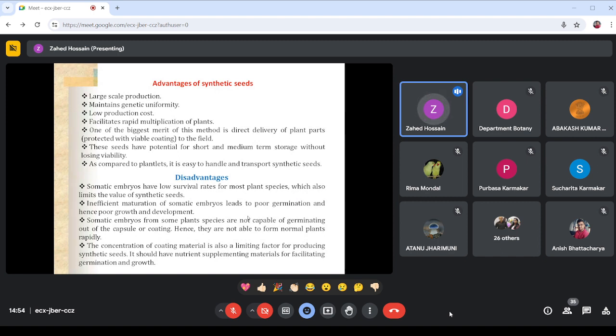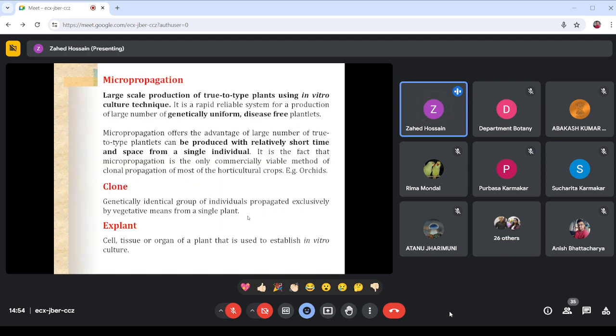And also sometimes the concentration of the coating material is a limiting factor, because it inhibits the germination of that somatic embryo or the shoot bud. So there is another term very similar to plant tissue culture, that is called micropropagation. But there is a very thin silver line that differentiates plant tissue culture and micropropagation.